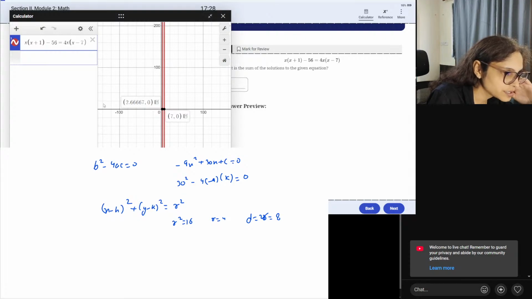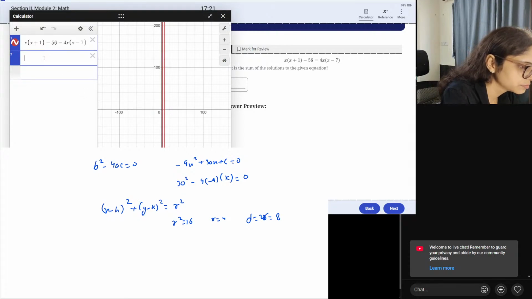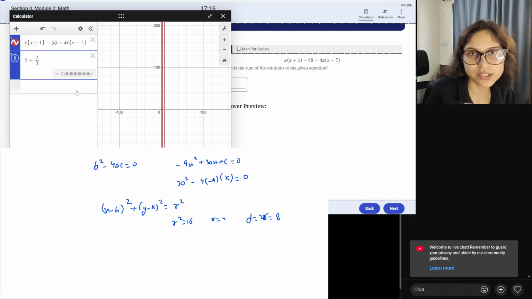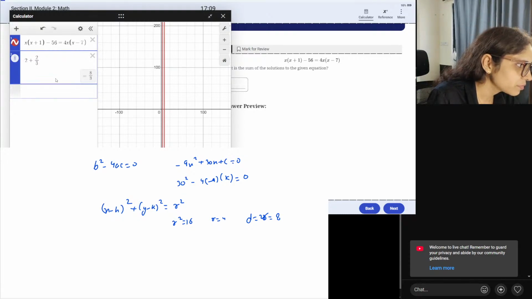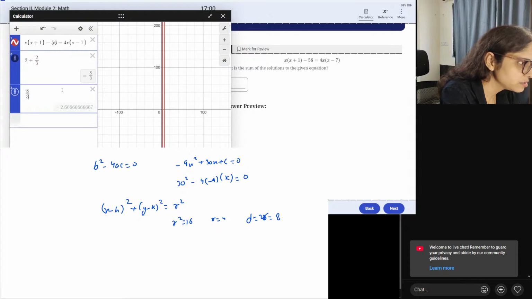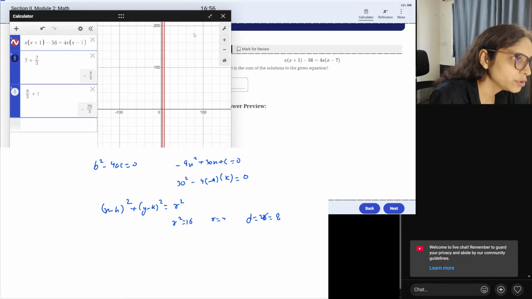7, 2.66667. That is 2 and 2/3, 8/3, because 0.66667, remember, is 2/3 and 0.33333 is 1/3. So we're doing 8/3 plus 7. You can also write your answer in terms of decimals, but I like fractions better. 29/3 is the answer.